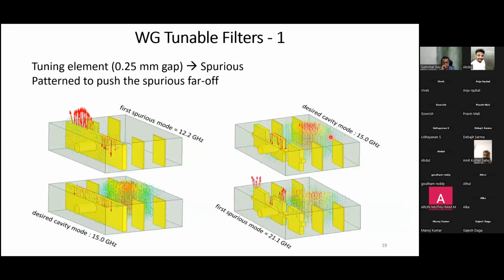But I just want to show one limitation of this in terms of power handling. The bulk of the electric field is in the waveguide mode, but there is also significant electric field in the air gap between the tuning element and the top plate. This creates a breakdown before the actual resonator breaks down. So if we use a λ/4 choke, then the power handling will be significantly larger. It turns out to be the same as that of a waveguide bandpass filter.